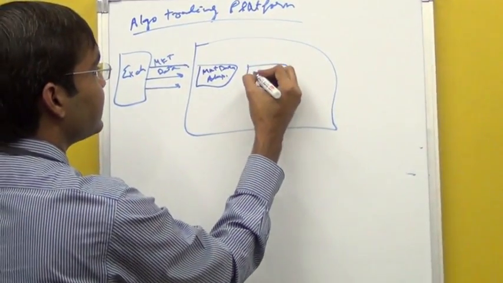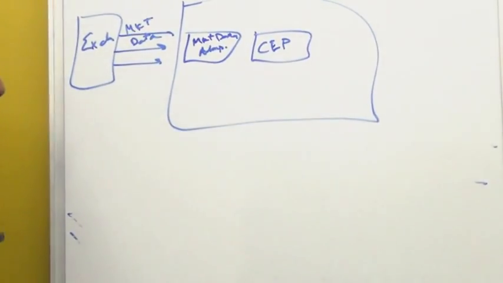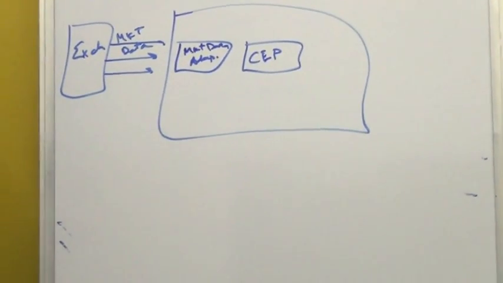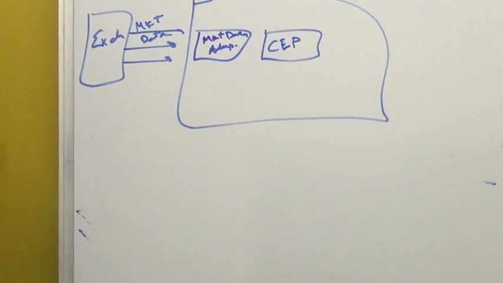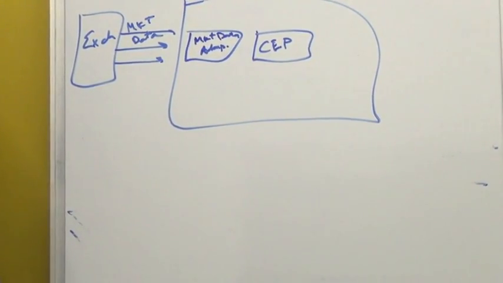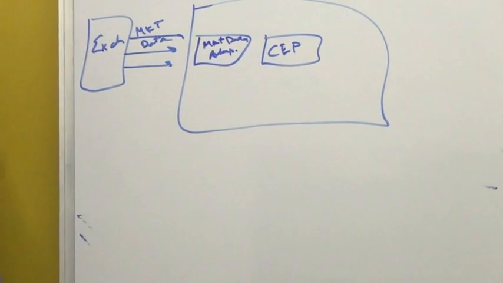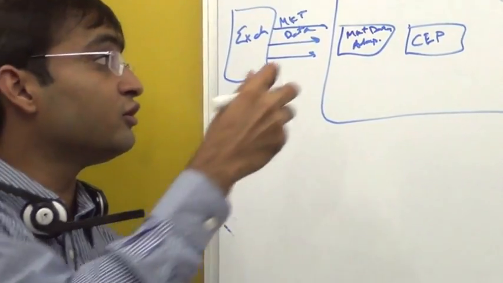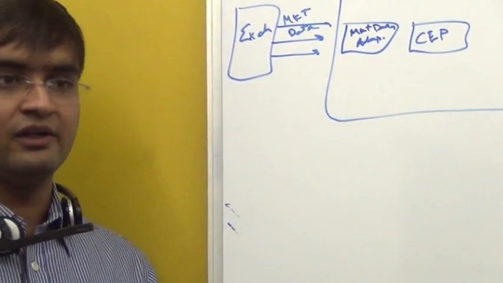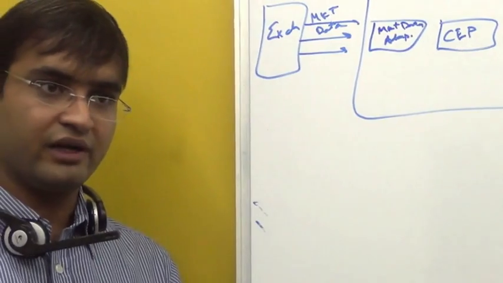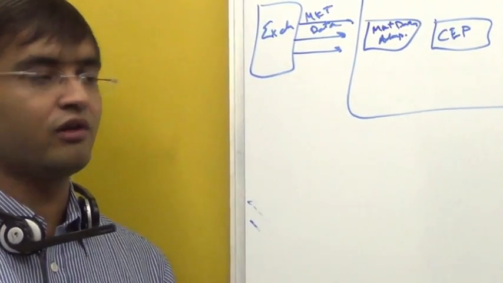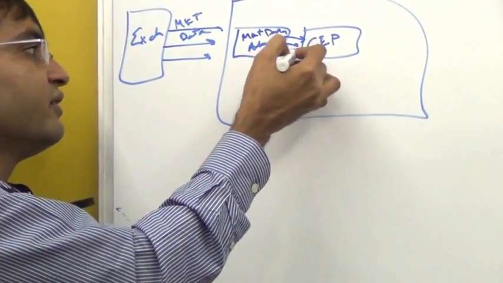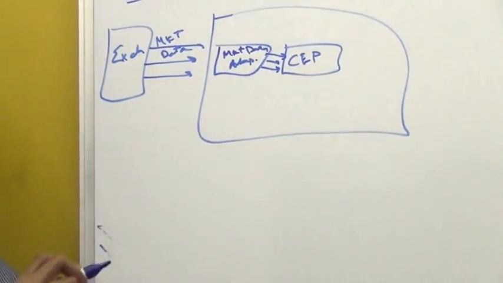Next part is your CEP, the complex event processing engine. The CEP engine is where all your strategy calculations take place. Say you are building a technical analysis based strategy, a moving average strategy: whenever the 20-day DMA crosses the 50-day DMA, you buy, and vice versa. All those calculations of the 20-day DMA, the 50-day DMA, and whether it has crossed will happen in CEP. It gets data as and when it comes in, and does all the calculations.